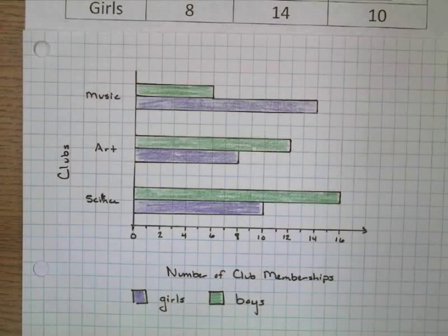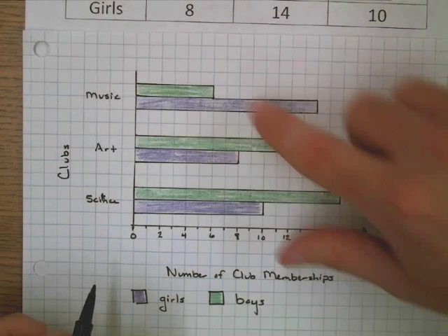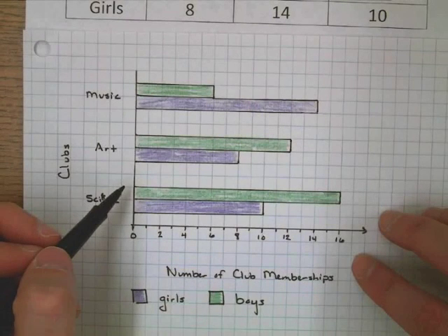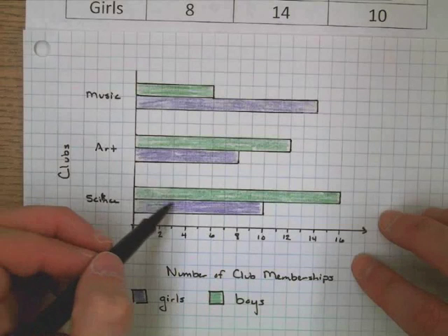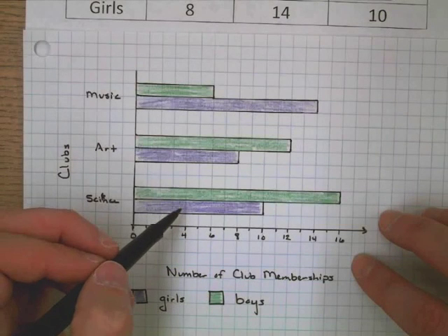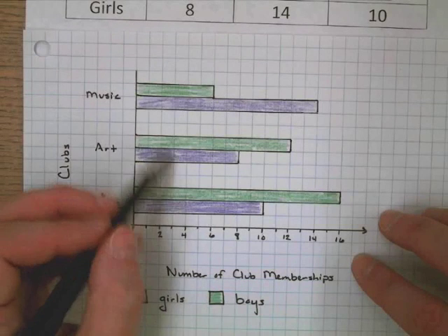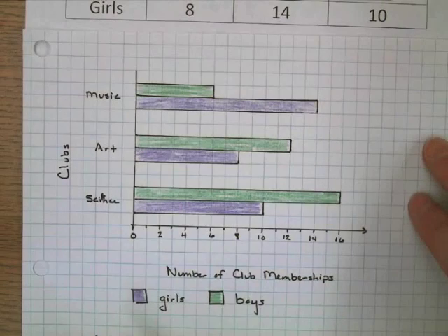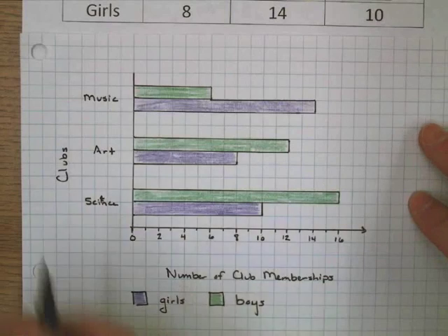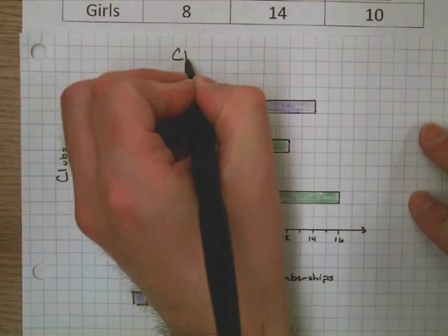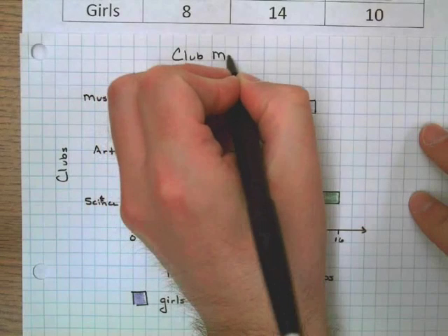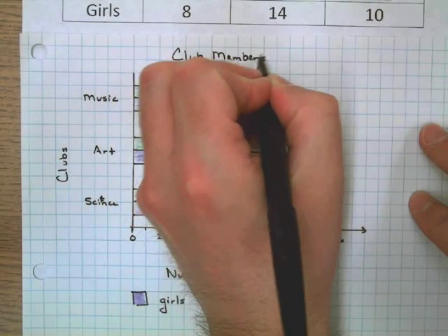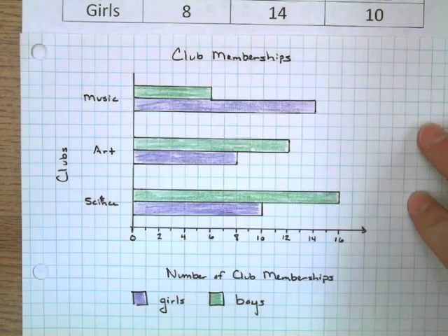So that color there helps very clearly distinguish between those two sets of data, between the girls in the purple and the boys in the green. But it also allows me, because those bars are right together, to compare between the boys and girls, as well as compare just the club memberships for the girls or just the club membership for the boys. I can use this graph in a couple different ways. My final step is I need to make sure that I have the title, and the title for this is Club Memberships. And there we go.